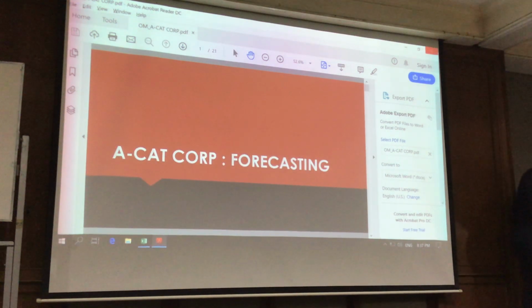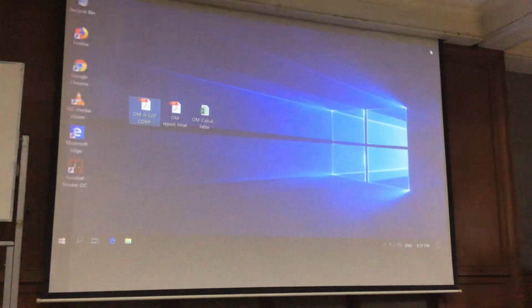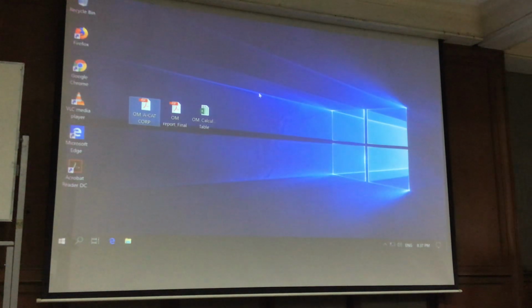Okay, thank you for the presentation. So for this case study, you can see that we have several methods to make the forecast. So it's open-ended; you can develop or combine whatever technique you're going to use to forecast the demand of this transformer.